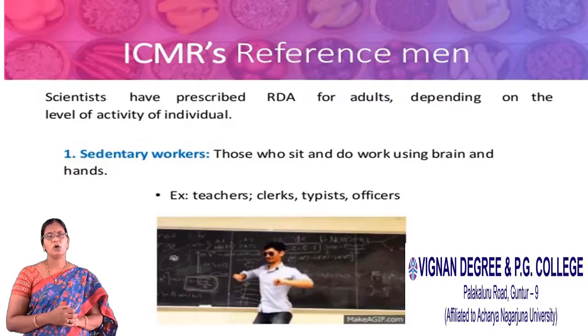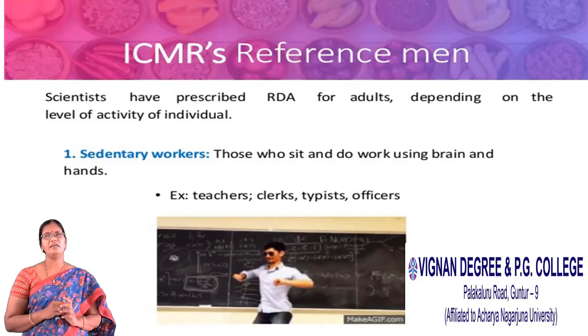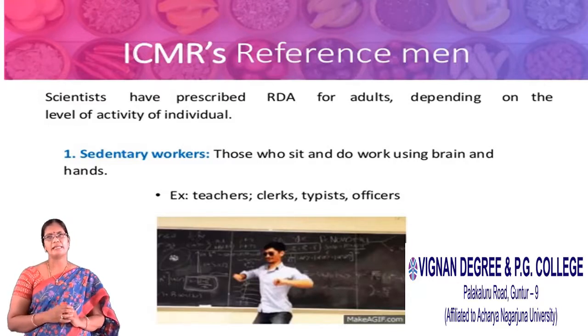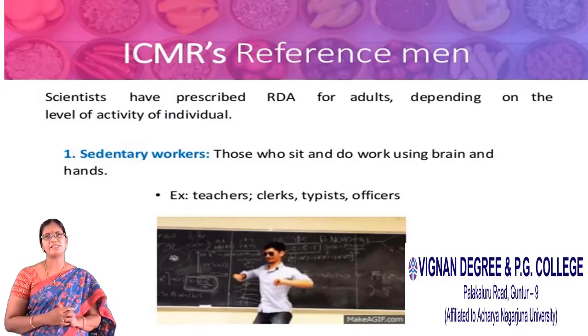So coming to a reference man, ICMR, Indian Council of Medical Research, categorized reference man into three categories. According to them, first one is sedentary workers, second moderate workers, and third one is heavy workers. So first we will see sedentary workers. Sedentary workers are the persons who sit and do work, mainly they use brain and hands. That means physical work is zero. Example, teachers, clerks, typists, officers.